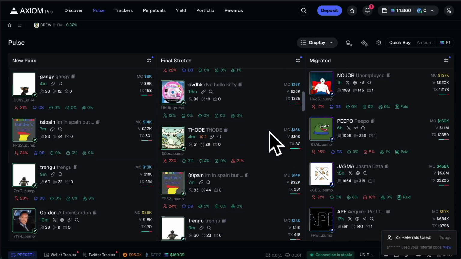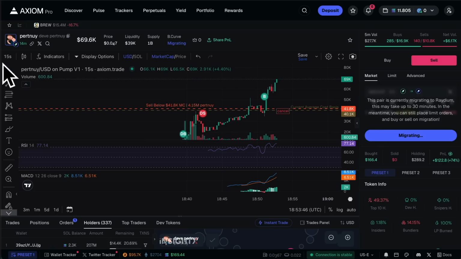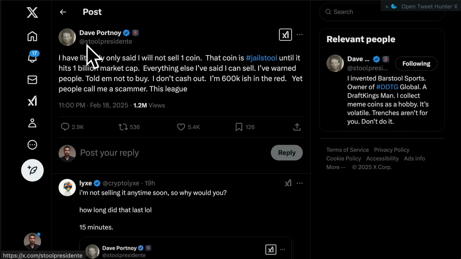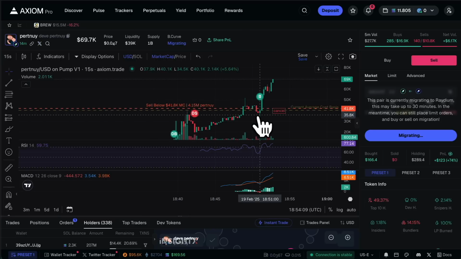So here I can see coins and I can see their market caps. For example, I'm in this one and it's called Portnoy. So it's a play on the name Dave Portnoy, almost like a Geo Bowden in terms of the artwork. And it just links back to one of his posts here. And on this particular one, I got in at around, I think it was 40,000 or something like that. So a little bit high, but anyway, it's migrating now.